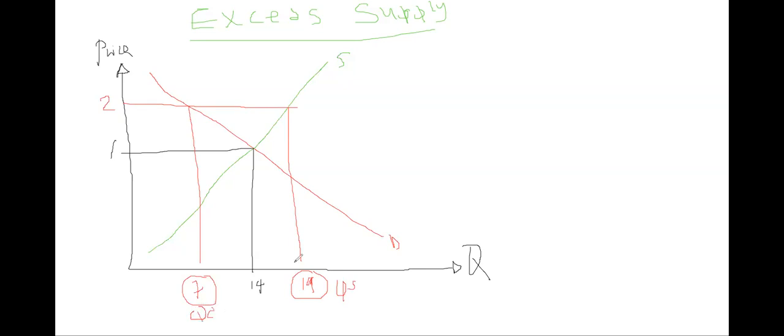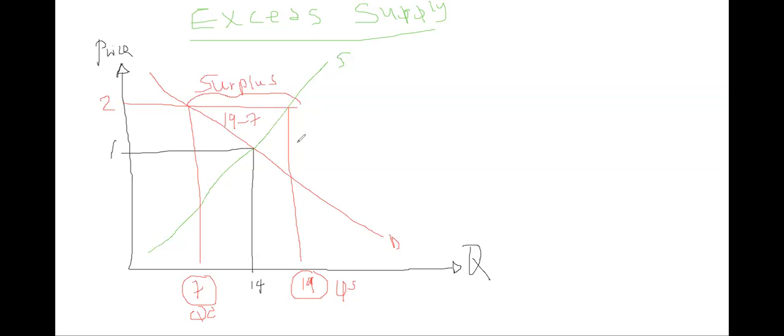So the excess supply, or the surplus, will be 19 minus 7. That will be the surplus in terms of quantity. So here, from here to here, we call it surplus. So this is important, we understand that.